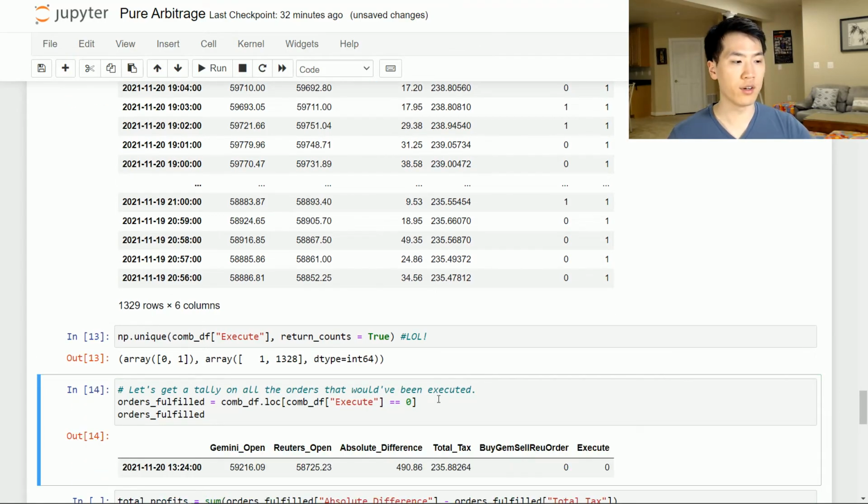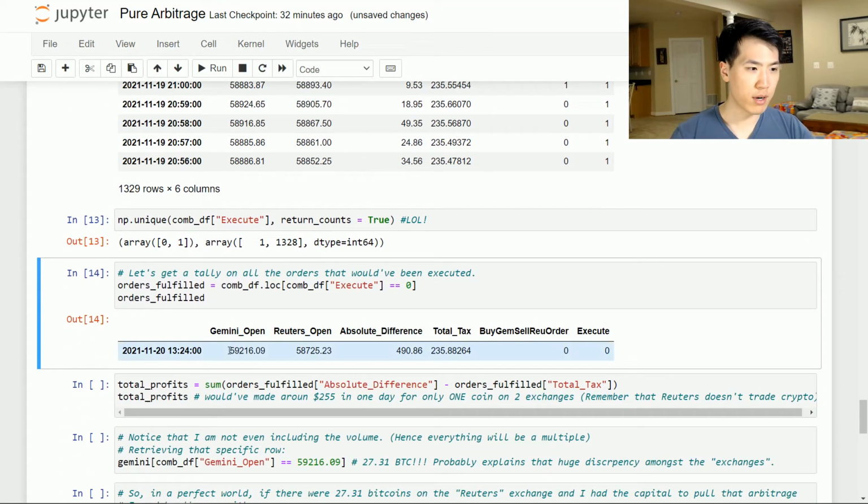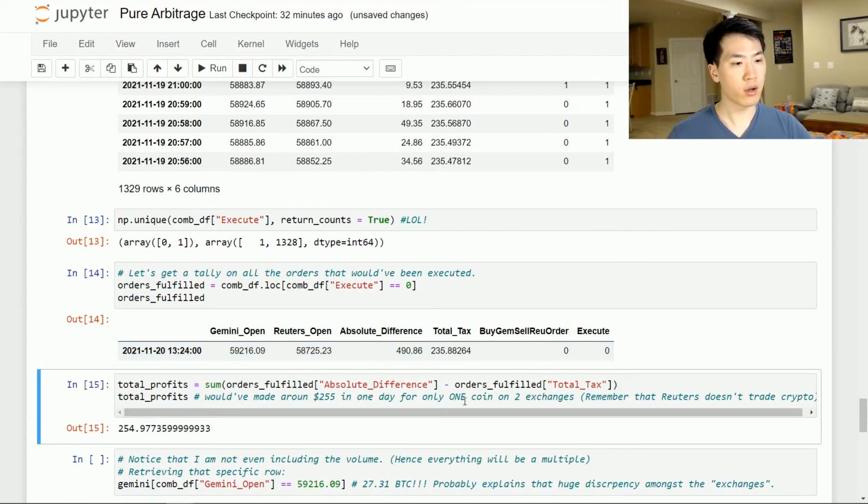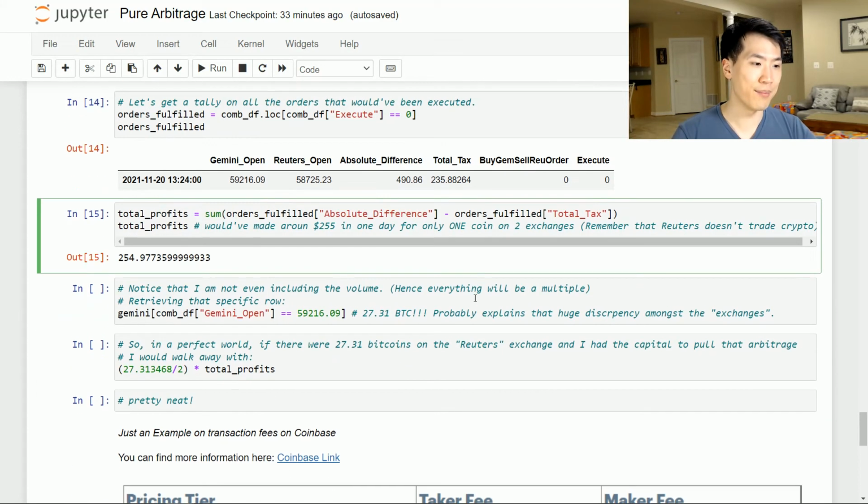So let's take a look at that observation. Right here, notice that there is a huge difference. There is close to $500 worth of difference between the two exchanges, and the total tax here would be $235. Then you can just calculate how much profit you would have made on that one trade in 24 hours. Boom, $255. So in 24 hours, you could have made $255. Not a bad trade in one day, especially if it's all being automated.